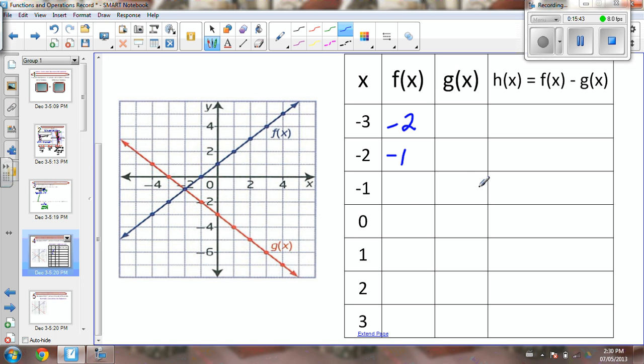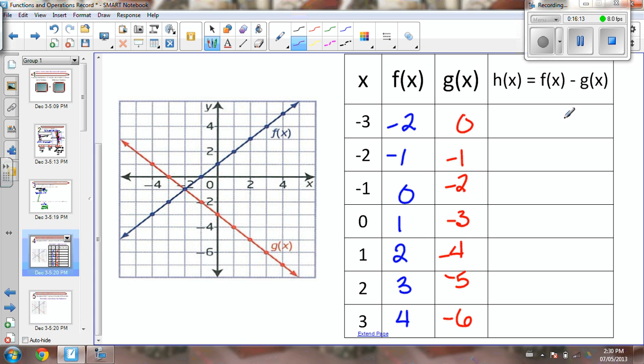Okay, and then so on and so forth. So we get 0, 1, 2, 3, 4. Now for g of x, our red graph, we read the same thing except we use our red graph to read. So when x is negative 3, 1, 2, 3, our y value is 0. Negative 1, negative 2, negative 3, negative 4, negative 5, negative 6.